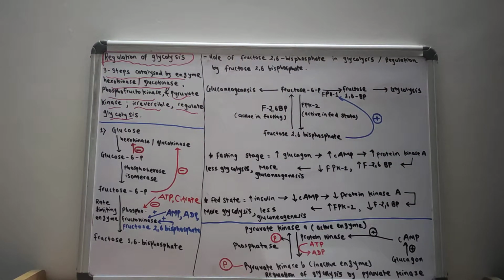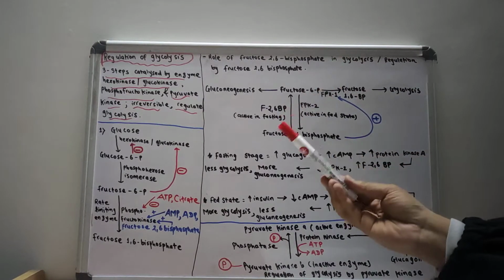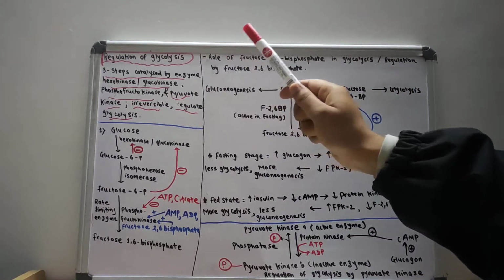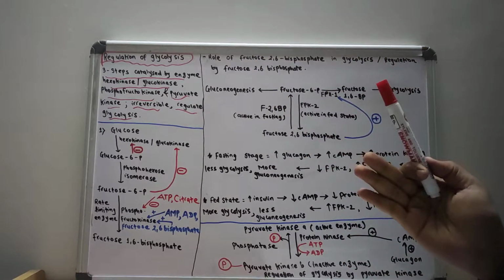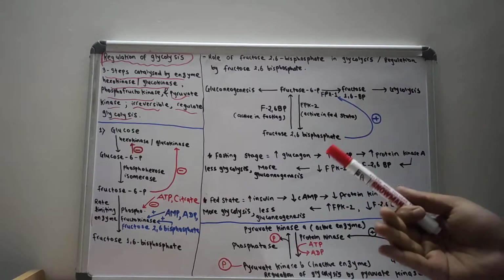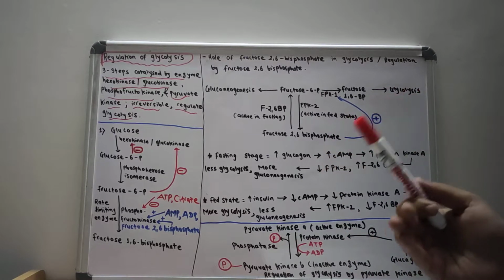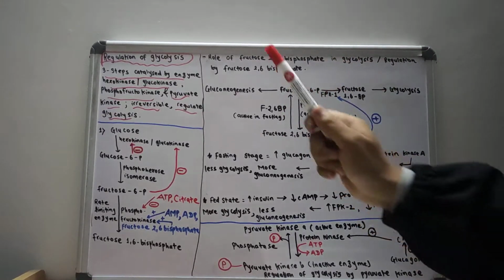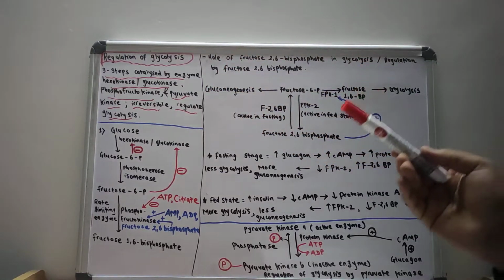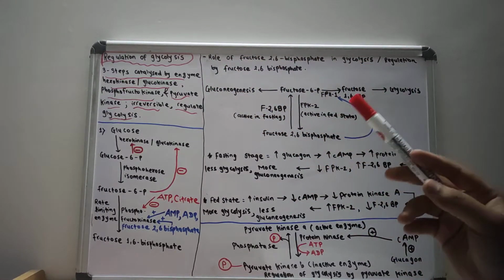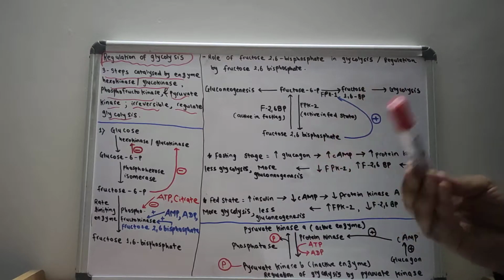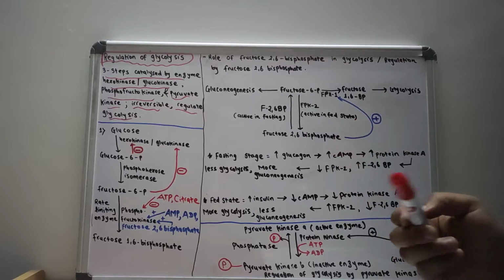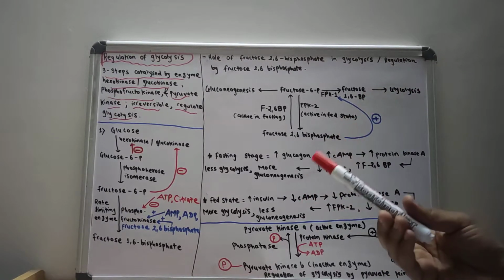Again, I am going to tell this. Most of the reactions of glycolysis are reversible. However, the three steps catalyzed by the enzymes hexokinase or glucokinase, phosphofructokinase and pyruvate kinase are irreversible. These three steps mainly regulate glycolysis. So you have to know this, that mainly the irreversible steps regulate glycolysis.